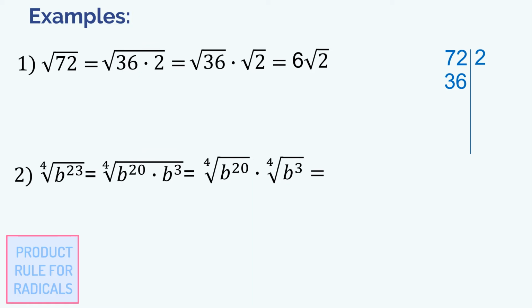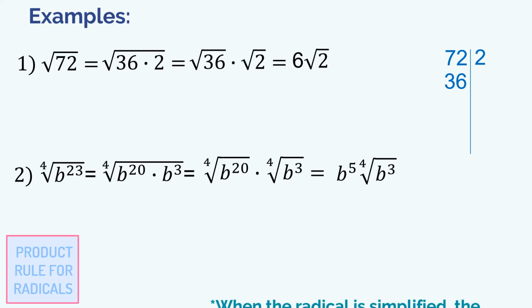And what will be the fourth root of b to the 20? I know that 20 is divisible by 4, so 20 divided by 4 will be 5. Well, I don't need the radical anymore. It will be b to the fifth power times the fourth root of b to the third power.